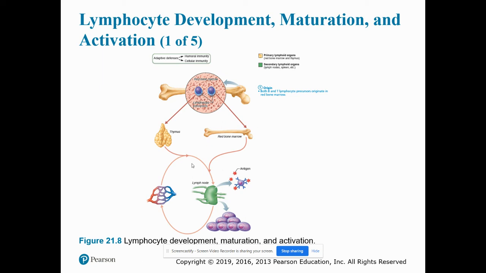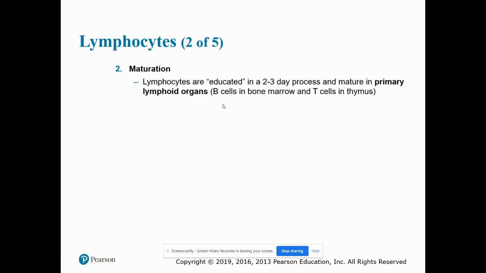Okay, so we have the origins in red bone marrow. Maturation is second. The lymphocytes are educated in a 2-3 day process, and they're going to mature in primary lymphoid organs. Remember, primary lymphoid organs are the bone marrow and the thymus, and B cells are going to mature in the bone marrow, B for bone, and the T cells are going to mature in the thymus, T for thymus.